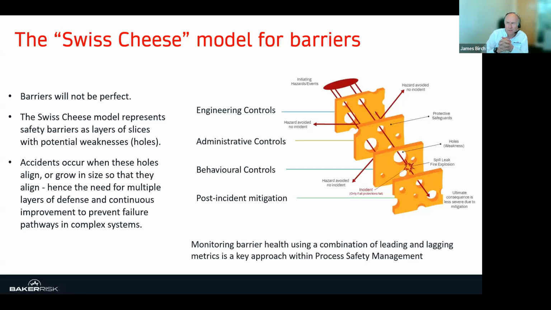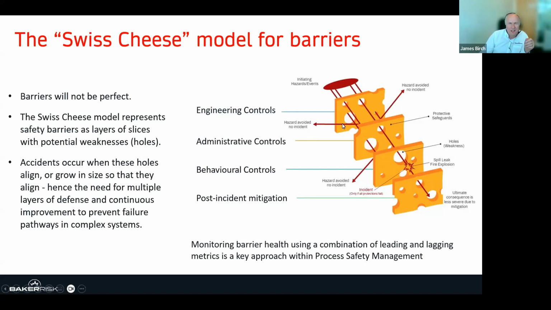But if a hazardous event hits the barrier where the hole is, it will go straight through. It will not be stopped. So we hope that we have other barriers after that, which are strong at that location. But there is always the chance that those holes line up. And eventually the bullet travels through to the point where we have an incident. So we have to monitor the condition of our barriers. We have to know that they're functioning and they'll be there when we need them. And that's a key part of process safety management.